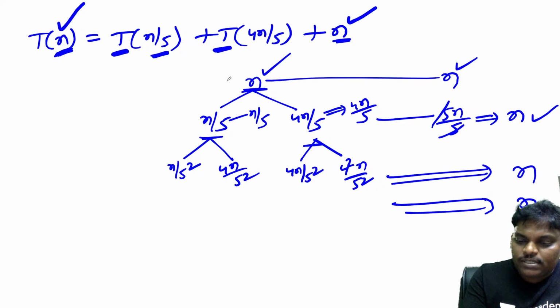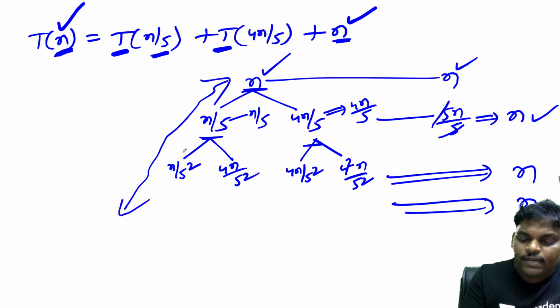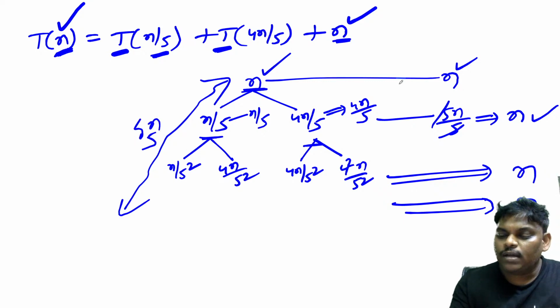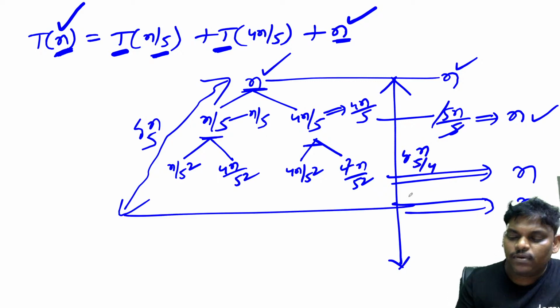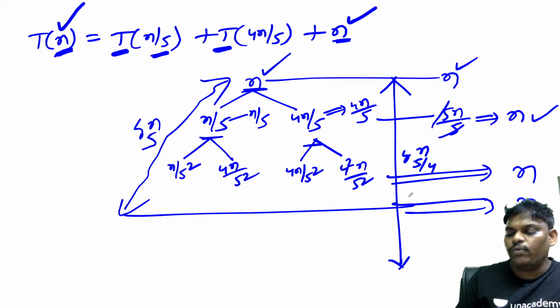What does it mean? On the left side you are always dividing by 5. If you always divide by 5, you will get log n base 5 levels. On the right side you are always multiplying by 4 by 5, meaning dividing by 5 by 4, so you will get log n base 5 by 4 levels. So the left height is log n base 5 and the right height is log n base 5 by 4. Log n base 5 by 4 is bigger.